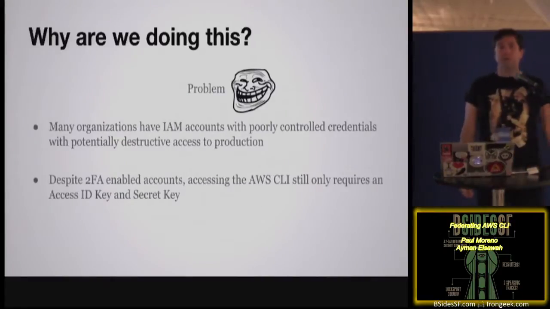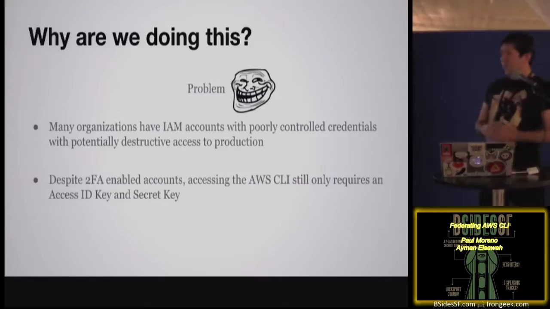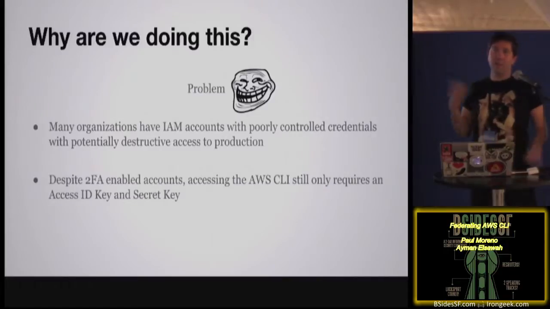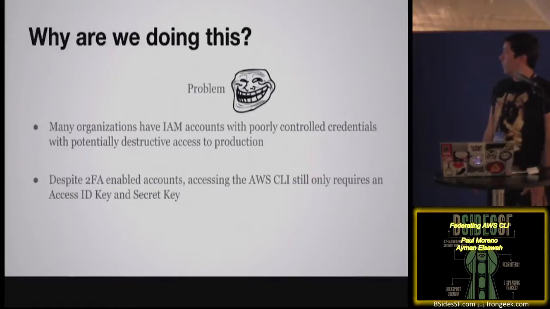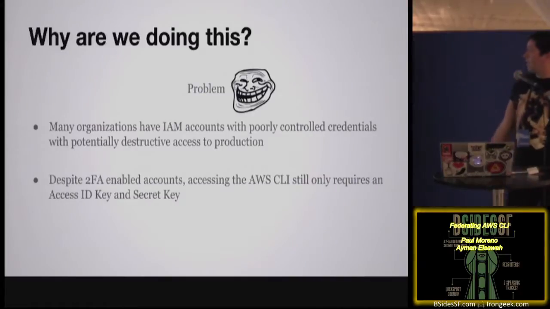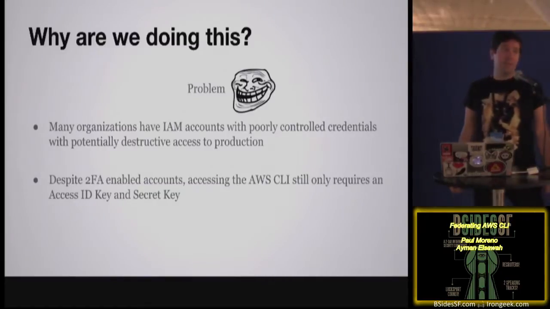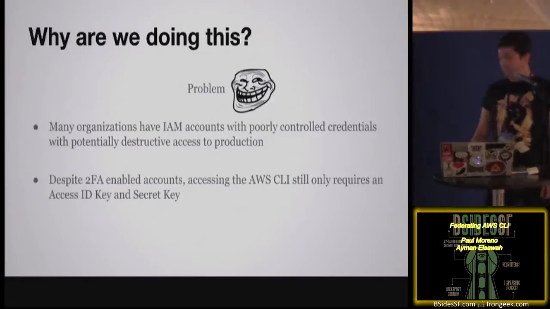So why are we doing this? So here's the problem. Many organizations have IAM accounts with poorly controlled credentials that have potentially destructive access to production. So that means you have a developer that's got some sloppy practice and hygiene with the way they handle key data, and that ends up on the internet or out of their control, out of your control, and then it has damaging impact on your environment. So despite 2FA-enabled accounts, accessing the Amazon CLI still only requires an access ID and a secret key to utilize it.